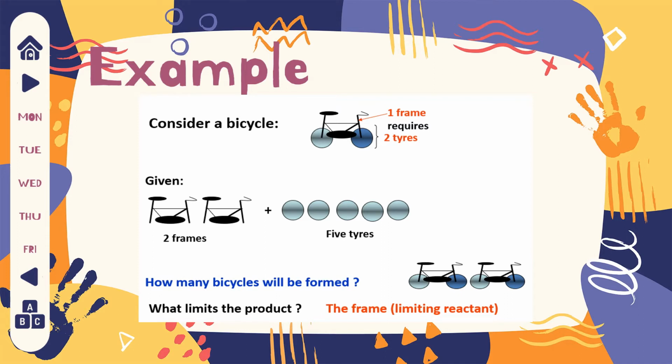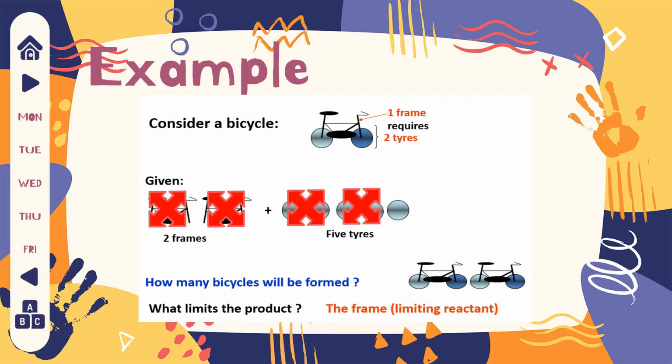Why the answer is 2? Now let's say we have to make up one bicycle, we need to have one frame and two tires. So 1 frame and 2 tires make up one bicycle, and another frame and another 2 tires will make up another one bicycle. So the number of bicycle will be formed is 2.